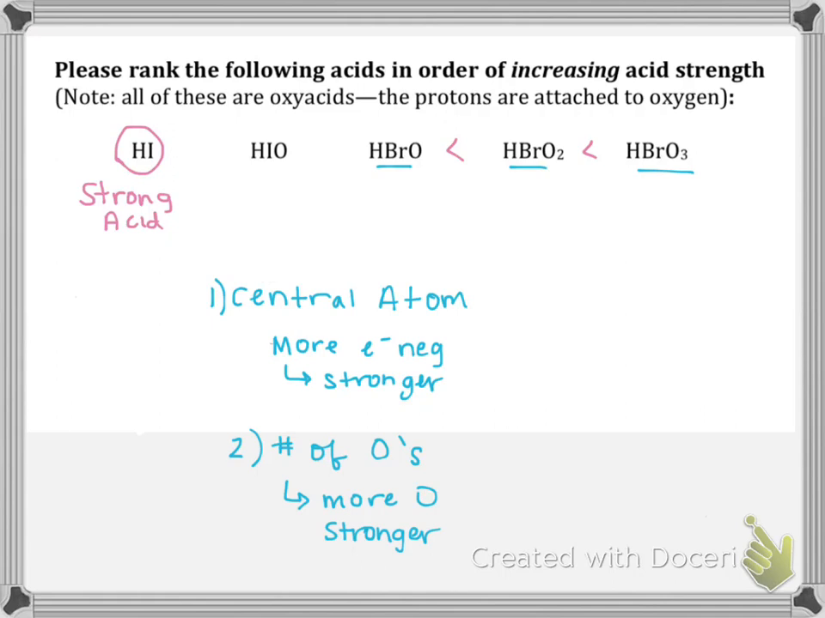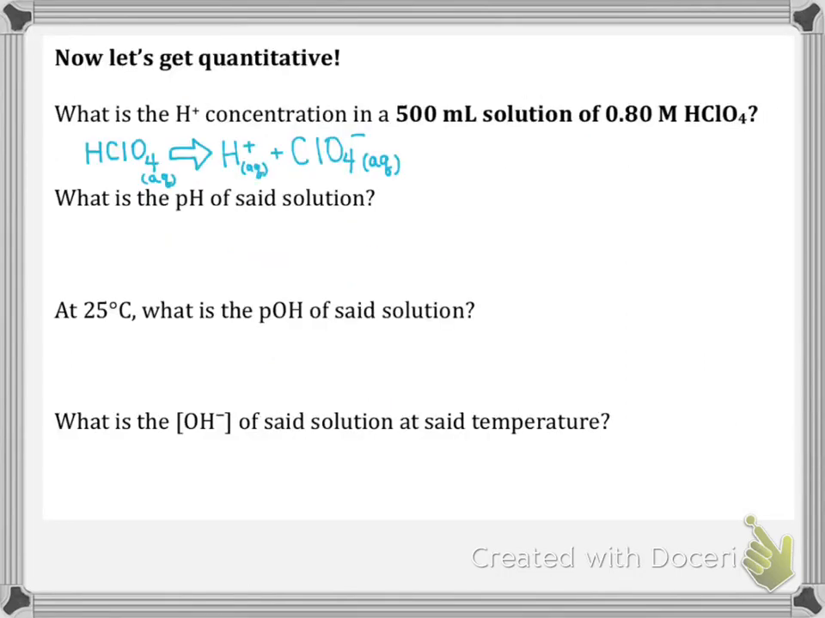Okay. But then this HIO would be the weakest, because it has the less electronegative central atom. It has the lowest number of oxygens. And so what I should really say is for step number 0, look for anything that's just one of the strong acids that you've memorized. And then between the weak ones, you can go ahead and do those steps. So now we're going to get quantitative.